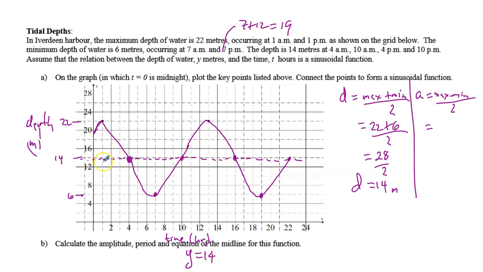Here's my amplitude. From 14 to 22 is 8. Or from 14 down to 6 is 8, right? But we can also calculate that. So we go 22 minus 6 over 2, which is 16 over 2, which is 8. Okay, so 8 meters for A. And if we're just listing the amplitude, we just go A equals 8.